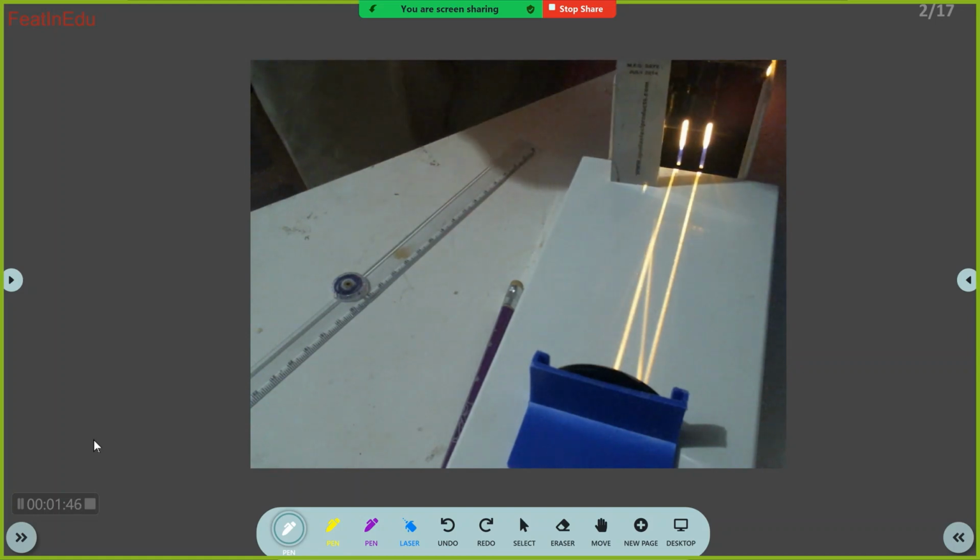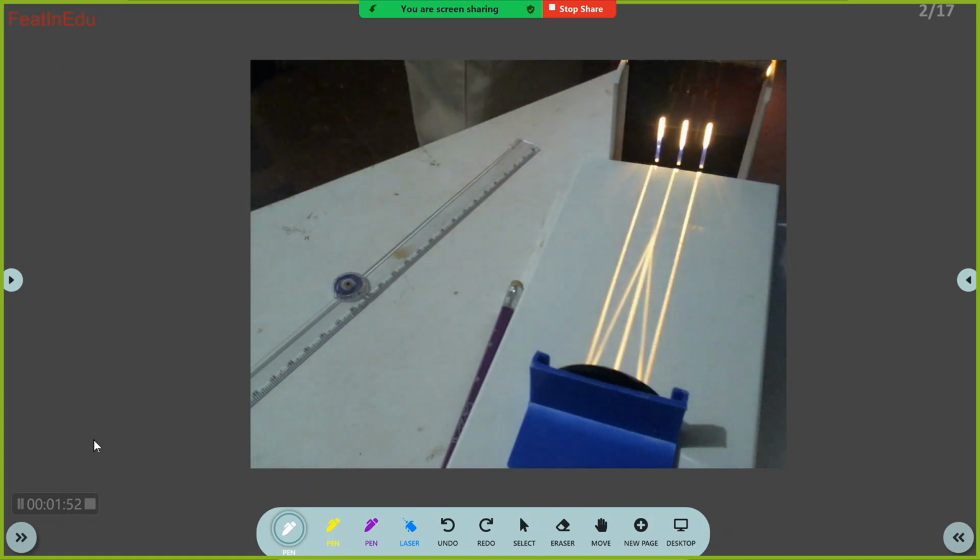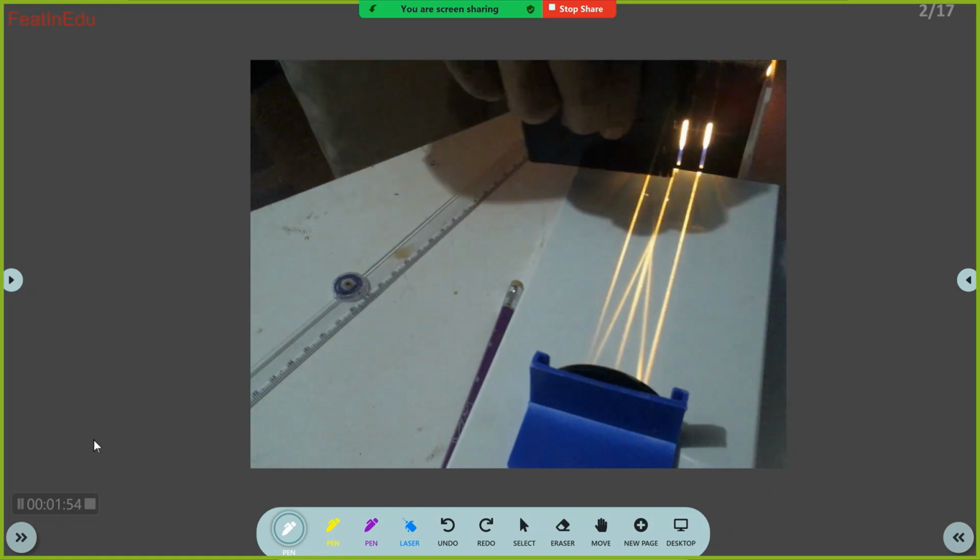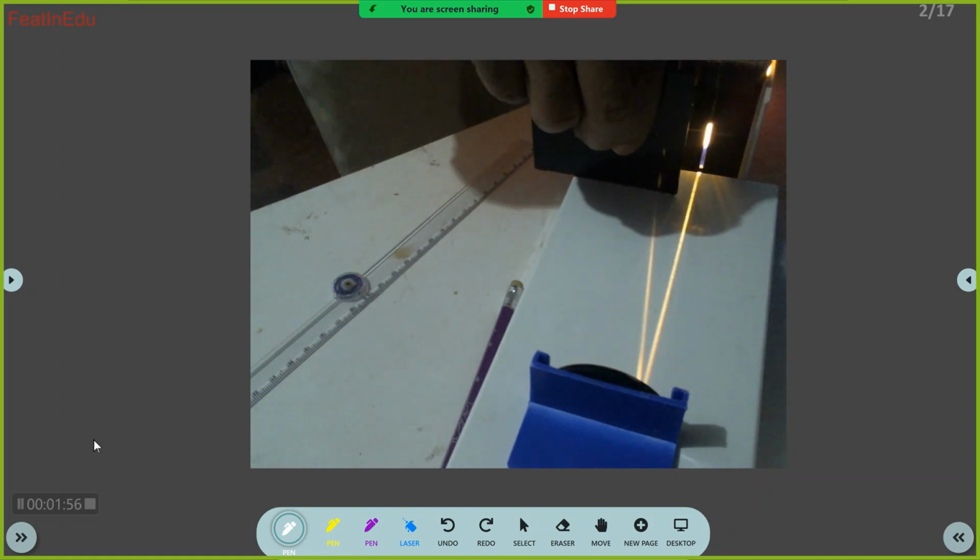See, I am blocking this and also this. I am blocking these two rays. Now you can see only one ray. You used to draw the ray, no? Yes. Parallel to the principal axis. After reflection, it simply goes.